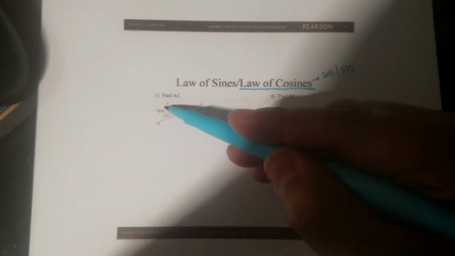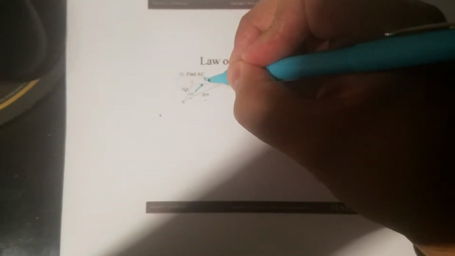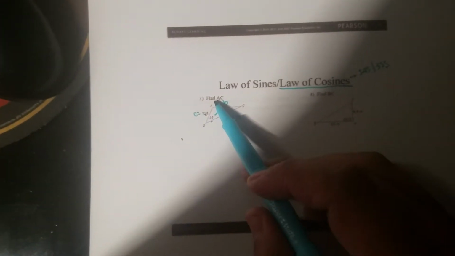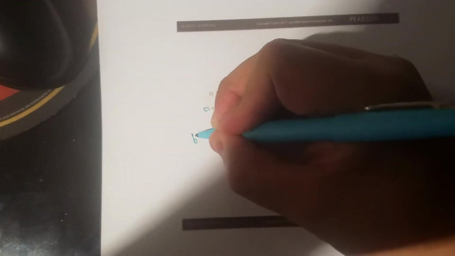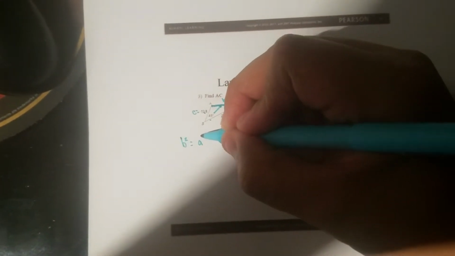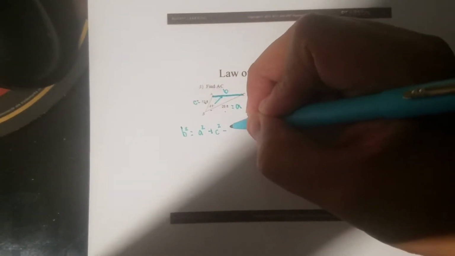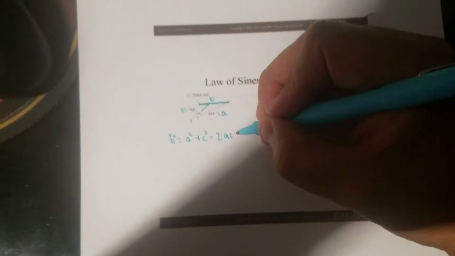So here, if I look at these, I have side angle side. So I'm going to use law of cosines. So we're going to label the triangle. This is little b, this is little a, this is little c. And here they're telling me to find side AC, which is this side right here, which is little b. So my equation is going to look like this. Again, I'm just taking it from the formula sheet.